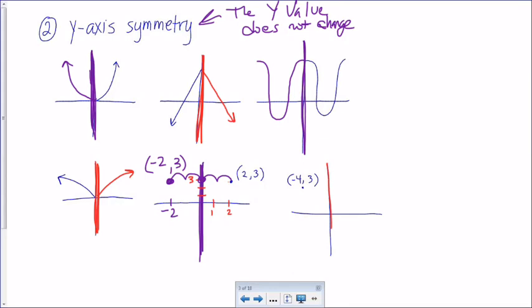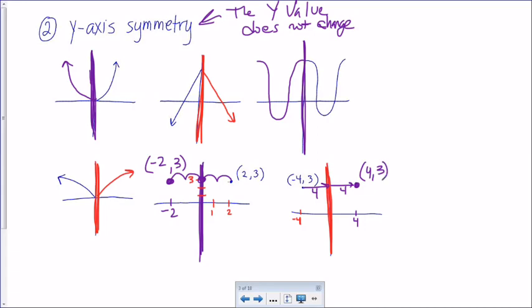All right, so let's go ahead and go here to -4 comma 3. Again, the y-axis is my mirror. Okay. And again, I'm here at -4. And so to get to the mirror, I had to go 4 units. That means I have to go 4 units this way, meaning I'm at +4, +3.